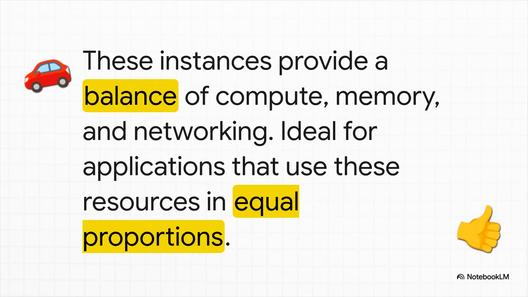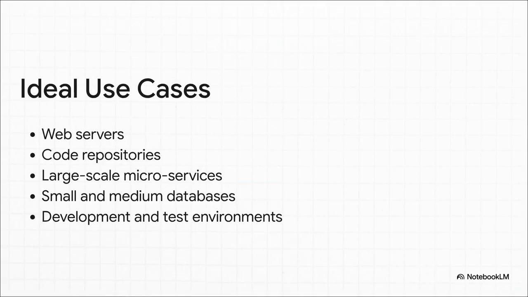First up, we've got the general purpose instances. These are the family sedans of the cloud. They're reliable, they're versatile, and they give you this fantastic balance of compute, memory, and networking. They might not be the absolute fastest or the biggest, but they are the perfect, well-rounded choice for a huge variety of jobs. And this is exactly why they're the sedans of the cloud.